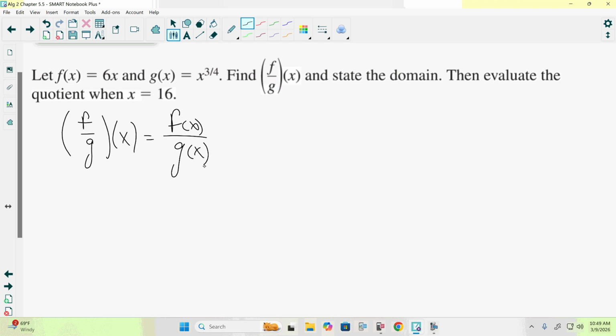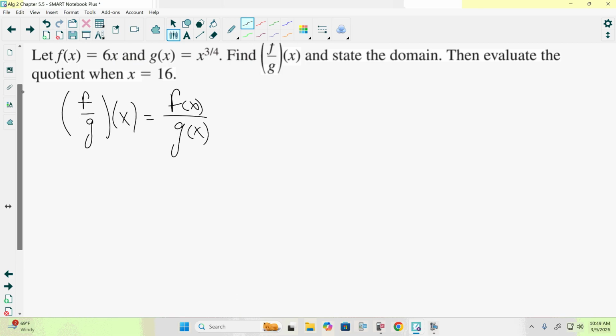Now, at this point here, we can replace f of x and g of x with their expressions. So f of x is going to be 6x over g of x, which is x to the 3/4, which is really telling us we just have 6x over x to the 3/4.